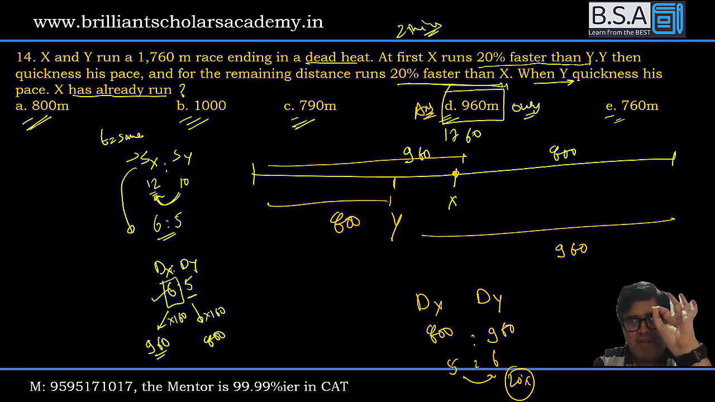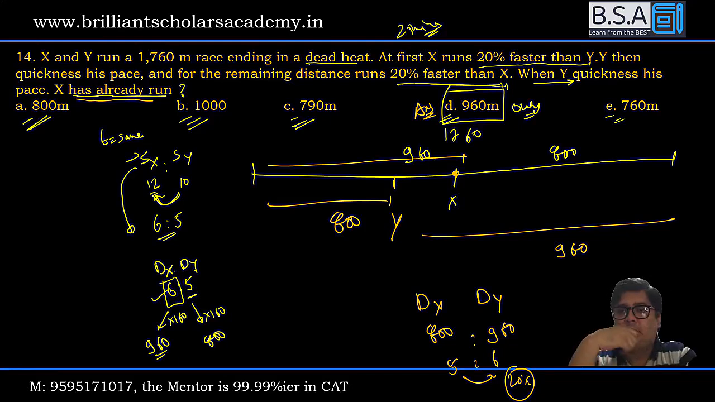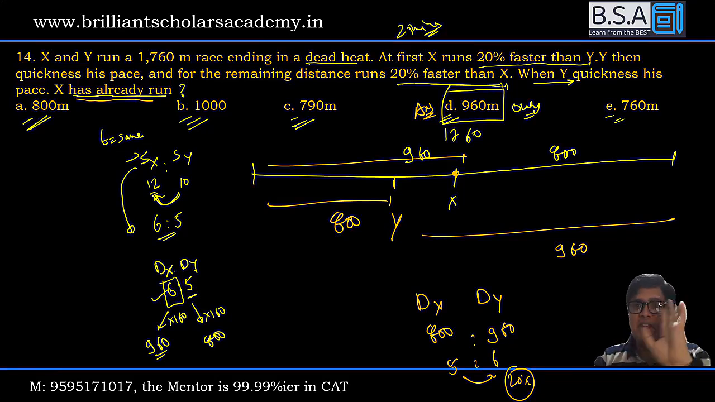The question is, when y quickens his pace, how much has x already run? The distance of x is what's asked. Observe. What if none of this is known to us? We don't know these tricks, but you have to think very methodically.